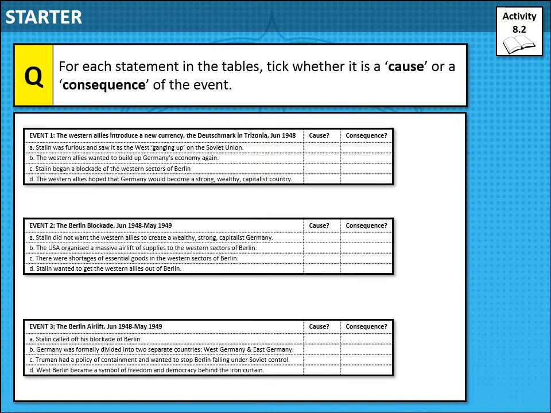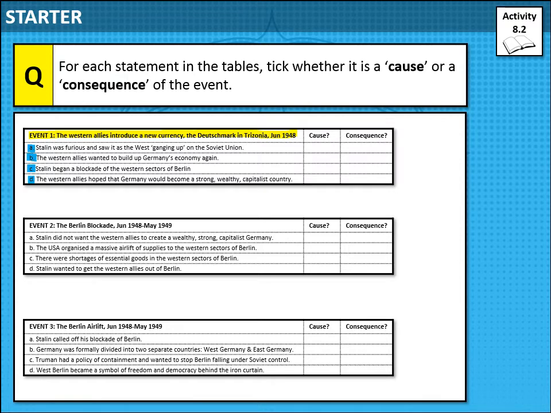So it's time for your starter now, activity 8.2 in your workbook. And I've given you here 3 tables. Each table has one of the events of the First Berlin Crisis in it. And in each table you have 4 statements, A, B, C and D, which I'd like you to read.